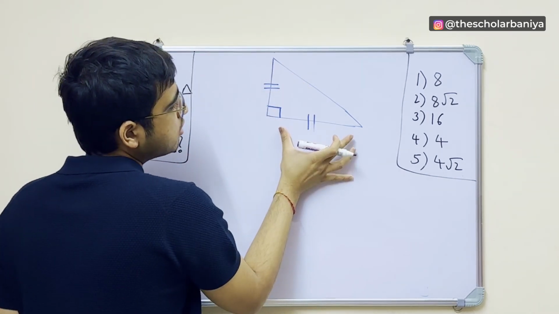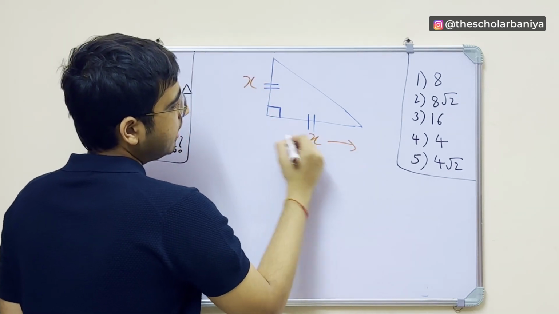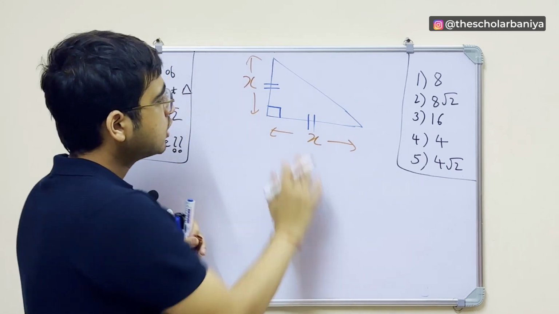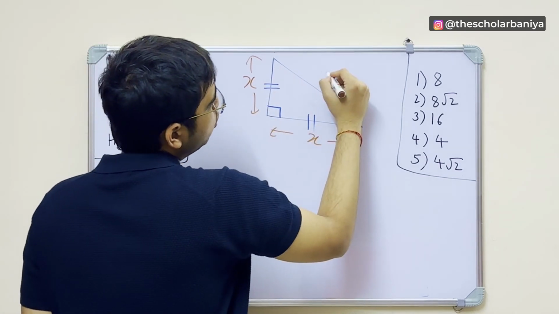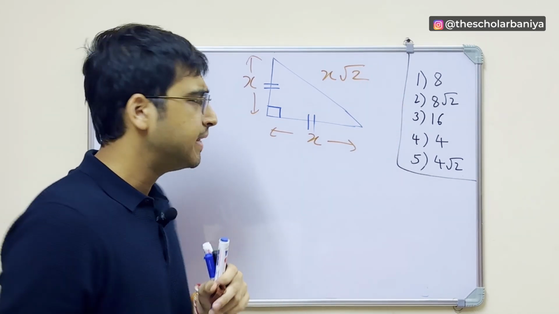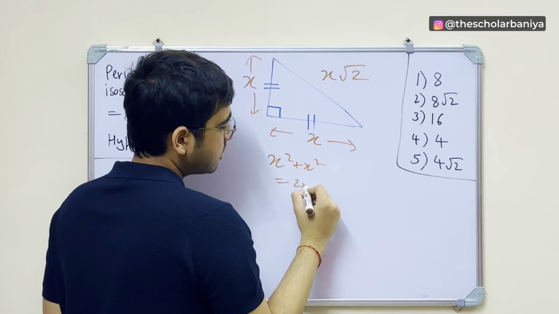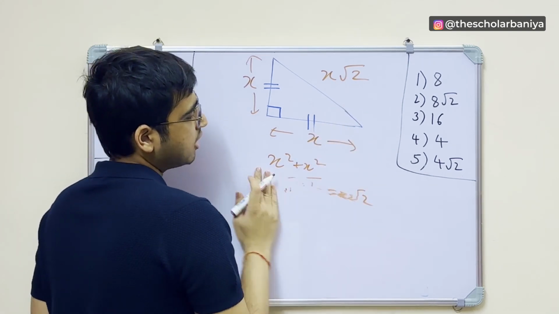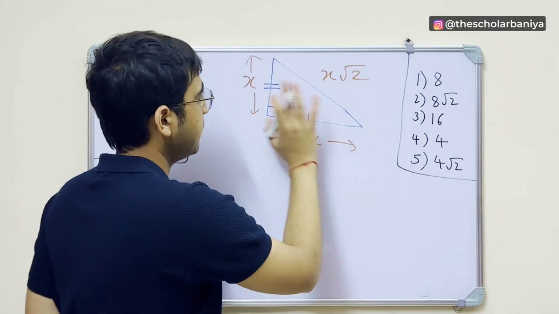If this side is equal to this side, let's say this is x. So this will also be x, right? This is x, this is x. So what will the hypotenuse be? The hypotenuse will be x root 2, right? I hope this should be completely fine, because x square plus x square is 2x square. So root of 2x square is how much? x root 2. So that is how the hypotenuse came. I hope all of this should be completely fine, right?